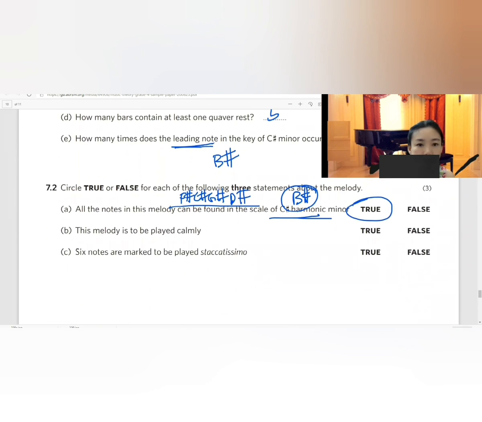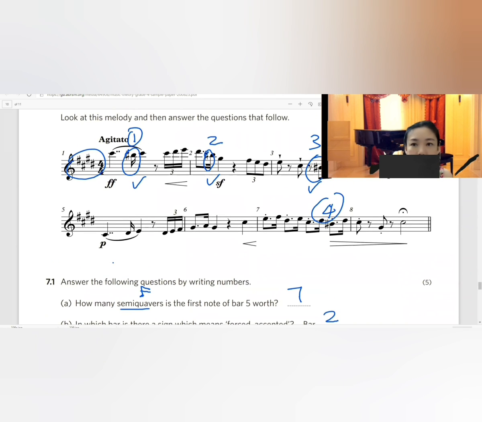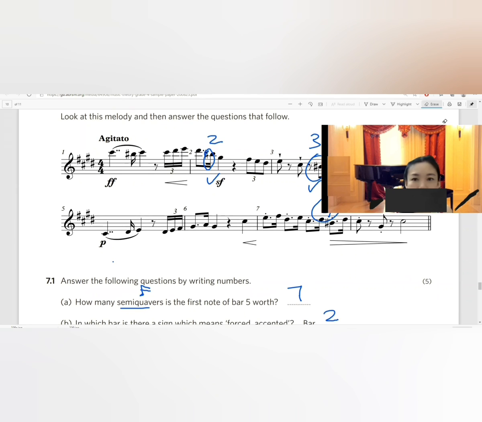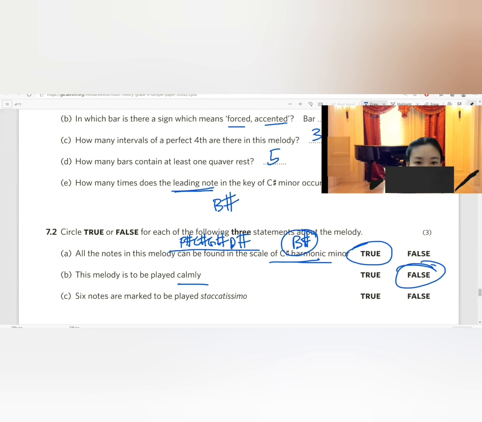This melody is to be played calmly. So let's look at the performance direction. The performance direction here says that it should be agitato, which means agitated. So this is a wrong answer. This is false.